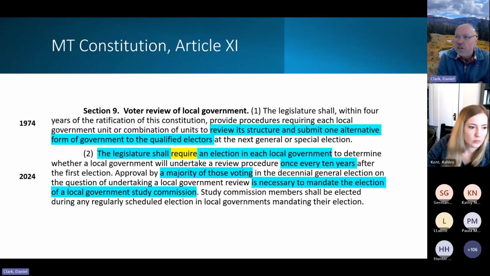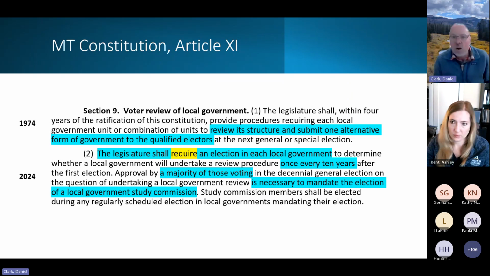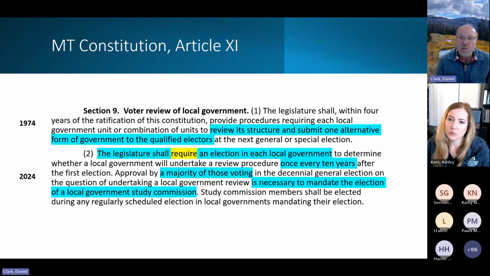Thereafter, every 10 years, it says the legislature shall require an election in each local government to determine whether a local government will undertake a review procedure every 10 years after the first election. So then it becomes an option after the 1974 election. So then you can choose whether you want to do it or not, because we assume maybe everything's going well. We don't know how or in what ways our government could be improved. So we don't need to do a review. We're quite satisfied with our existing form of government.